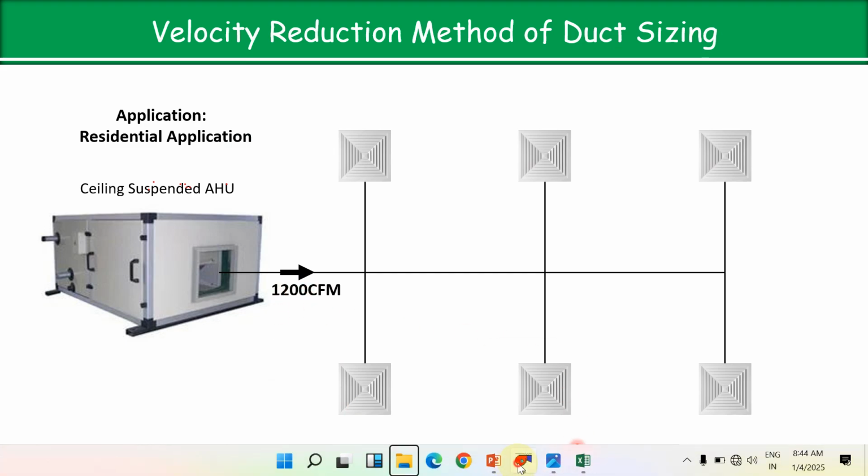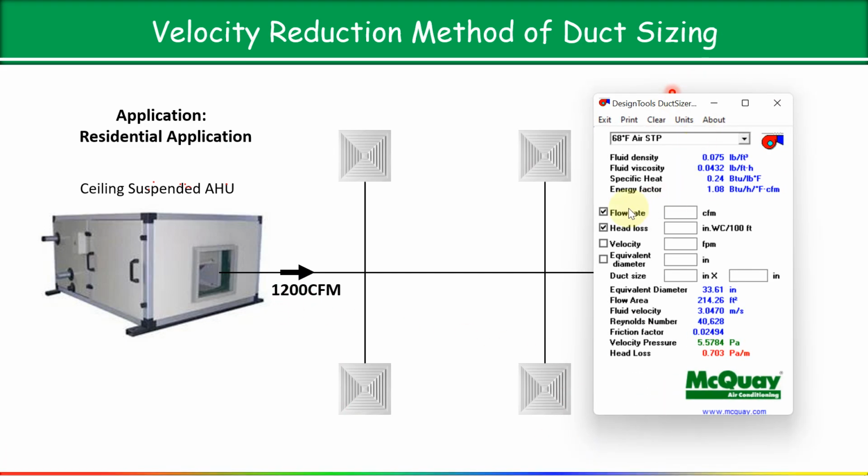Open the MEP duct sizer software. Here you first have to enter the flow value, like 1200. Now we don't need to enter the head loss value because we are using the velocity reduction method. You just have to check velocity, flow rate and velocity. The flow rate is 1200, and now enter the velocity, 800 fpm. As per that, you will now get the head loss and equivalent diameter.